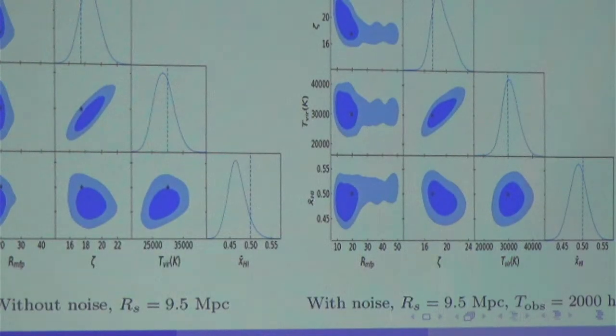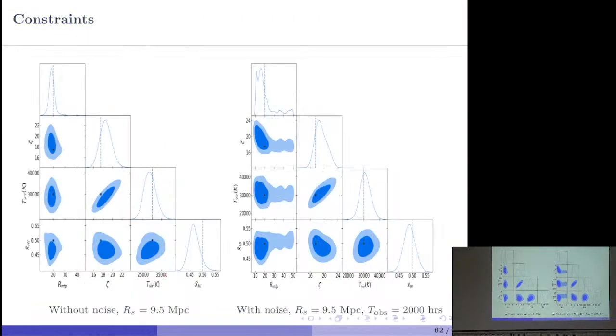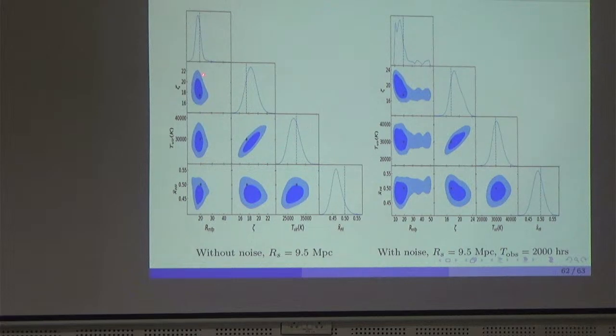Okay, so finally we come to the constraints. Like I said, this was our first study, and we have not continued after this. What we obtain first is whether we recover input parameters from Bayesian inference. These dots are the input parameters. You can see there is slight bias in the statistics. The recovered best-fit values are within 1 sigma, for zeta and T_vir.